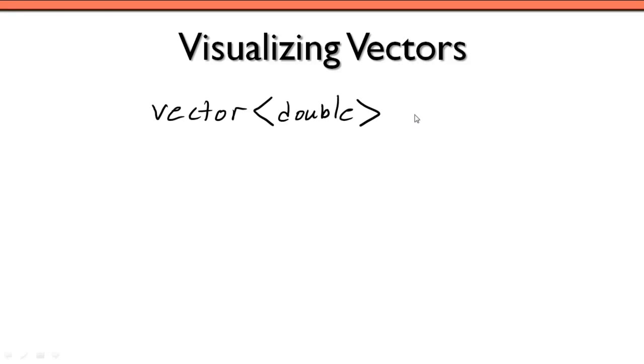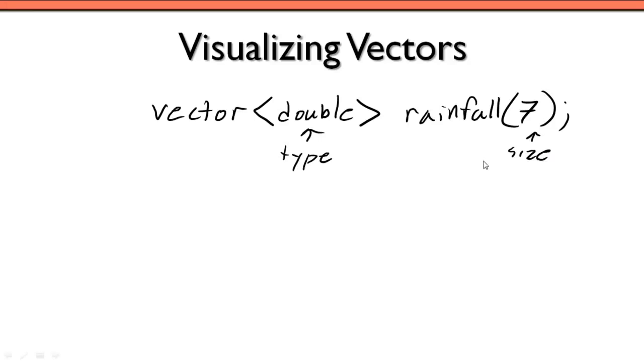And then we would actually give it a name. So maybe the name of this vector, since it's going to hold rainfall, is called rainfall. And we'll specify the size here inside of parentheses, and since we want to represent the rainfall for a 1 week period of time, we'll use the value of 7. So this statement here actually creates a vector of type double that's called rainfall, so we can refer to this vector by this name, and it's of size 7. Okay, so here we have the size, and here we have the type, and here we have the name.